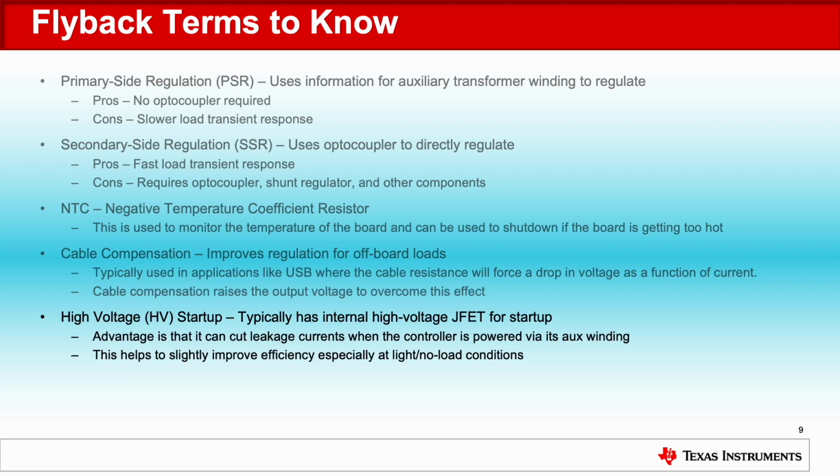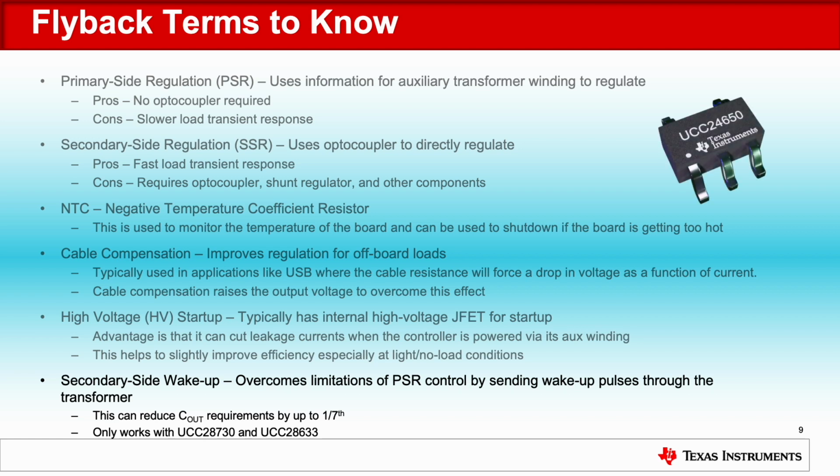When a controller says it has high voltage startup, typically this means there's an internal JFET used for startup. The advantage for this is that you can cut out the leakage currents when the controller is powered via the aux winding, and this can slightly help to improve efficiency at light or no load conditions. Secondary side wake up refers to a special IC we have, the UCC24650, which overcomes the limitations of PSR control by sending wake up pulses through the transformer. This can reduce the C-out requirements by up to 1/7. At the time of this presentation, this only works with the UCC28730 and the UCC28633.